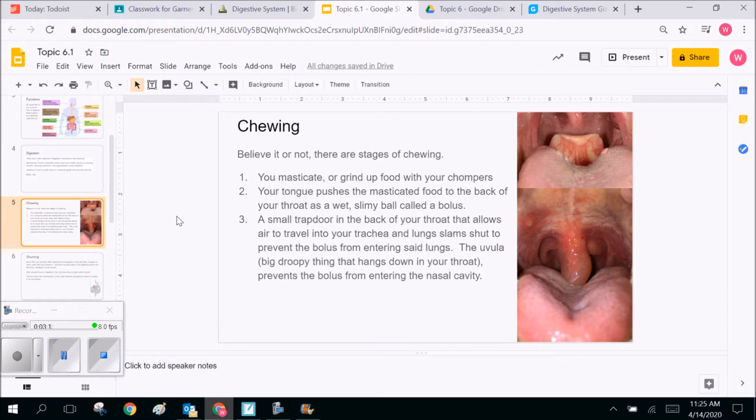So you're chewing, and a small trapdoor in the back of your throat that allows air to normally travel to your trachea and lungs closes so that the bolus does not go into your lungs and kill you. This would be called choking.